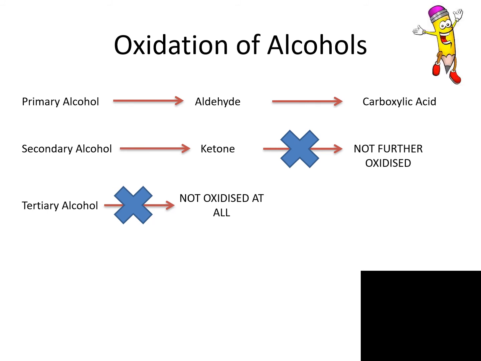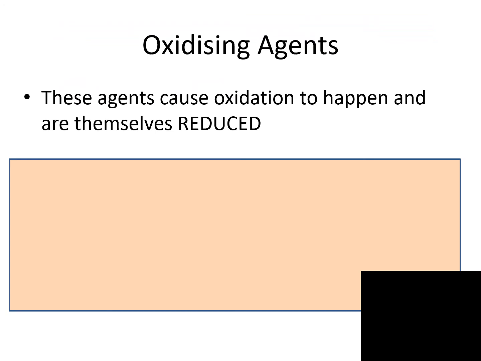Okay, so what are we going to use in order to oxidize these? Okay, we are going to need to use oxidizing agents. So remember, from our redox, oxidizing agents are a substance that causes something else to be oxidized, therefore themselves are reduced. Okay, so examples of these then that you need to know.